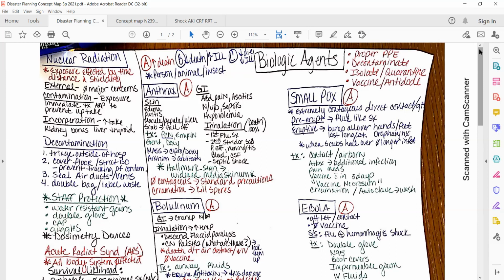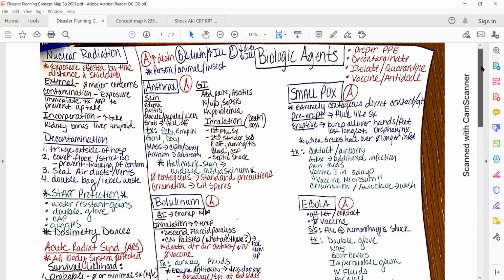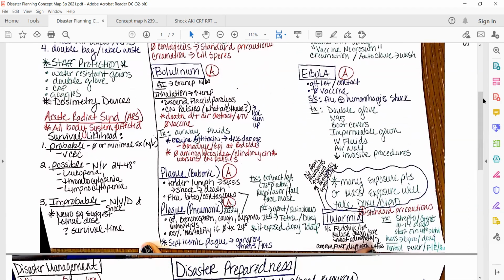Staff protection, wear resistant gowns, double glove, cap, goggles, and the dosimetry devices are really important. So those are the ones you'll see anybody that works in radiology, they wear all the time. If they work in OR, they wear them all the time, because how many times in OR do we come in and x-ray in the middle of a procedure, right? So we have to make sure, and that's why a lot of people that work in OR, especially in ortho, are wearing those lead aprons the whole time. Can you imagine those lead aprons the whole time you're in the OR?